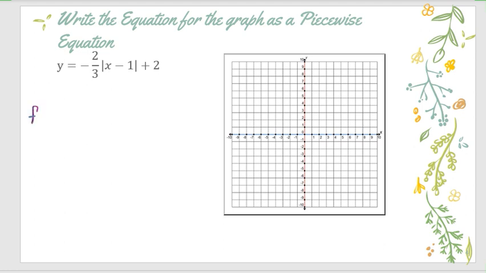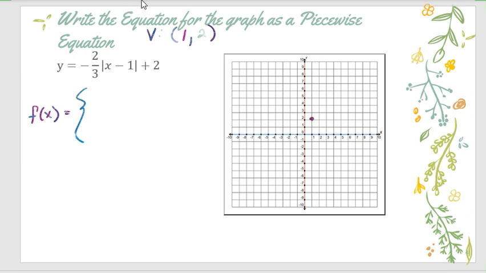All right, so my equation, f of x equals, we're going to have two pieces. We're going to have one with a negative 2/3 slope and one with a positive 2/3. And we're going to have a vertex. Remember, we always take the opposite of the x and keep the y the same. So it's going to be (1, 2) is our vertex.